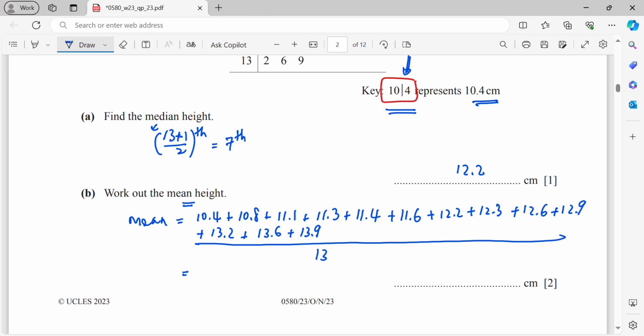Then from here, you will be getting 157.3 over 13, and at last, it will be 12.1. So that's the mean height of 12.1 centimeters.